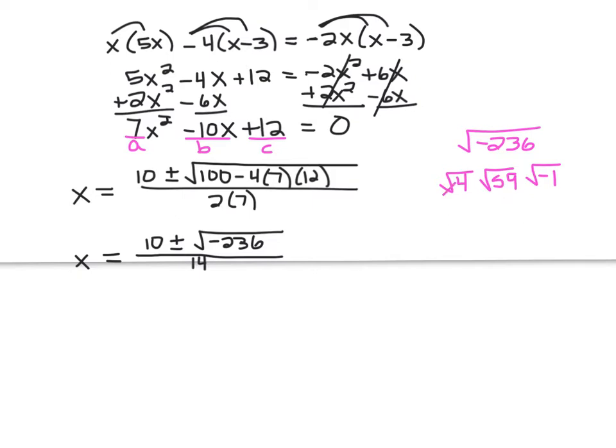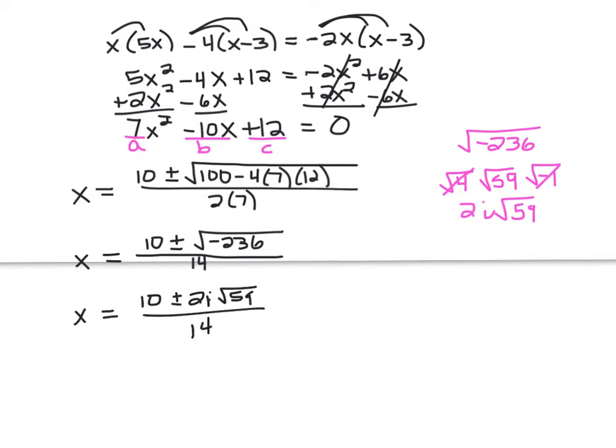So the square root of 4 is 2. The square root of negative 1 is i, and then you bring down the radical 59. So radical negative 236 is equal to 2i radical 59. I'm going to replace this with this within our equation. So I'm left with x equals 10 plus and minus 2i radical 59 over 14.